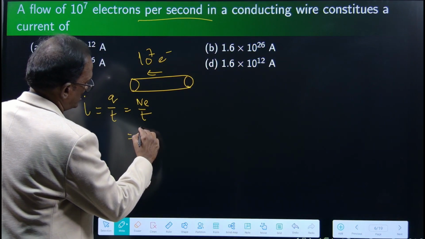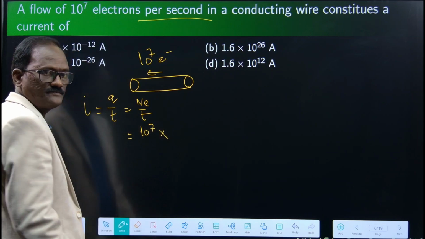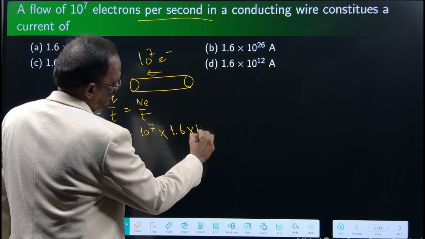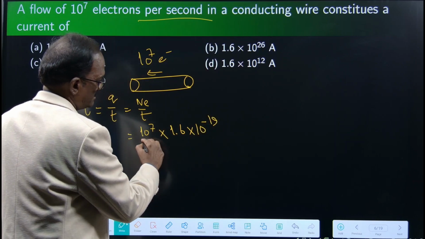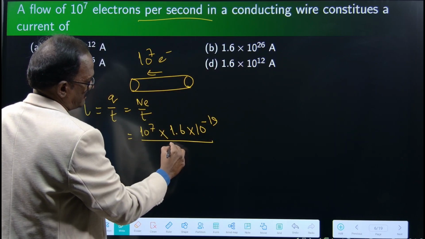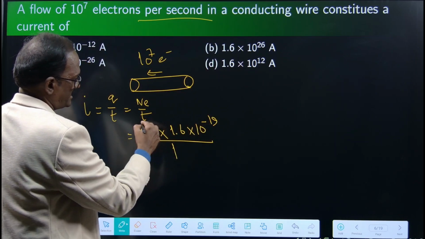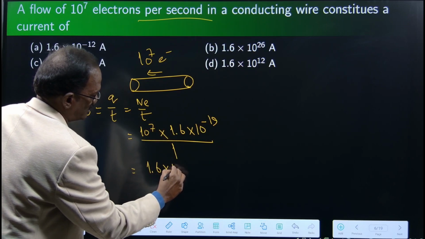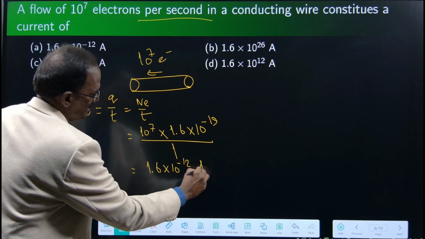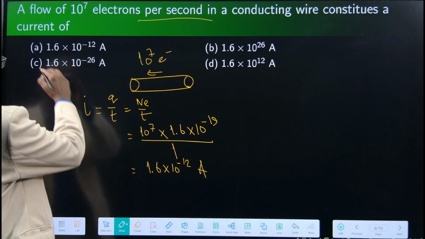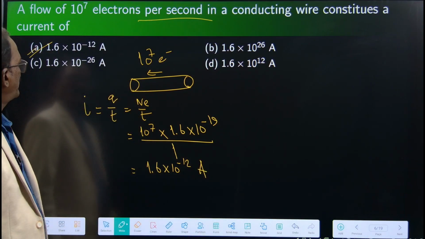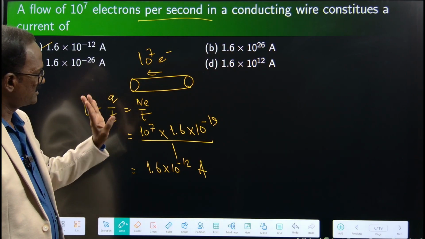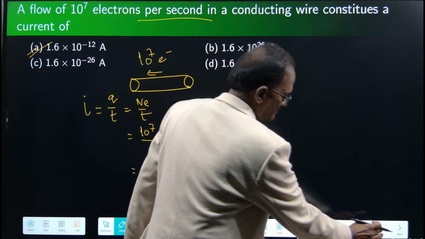So N is equal to 10 to the power of 7, into E value 1.6 into 10 to the power minus 19. The T is equal to 1 second. This is minus 19, this is 10 to the power of 7. So this will be 1.6 into 10 to the power of minus 12 amperes. Yes, option A, 1.6 into 10 to the power of minus 12 amperes. Fixed number of electrons, so this formula is correct.